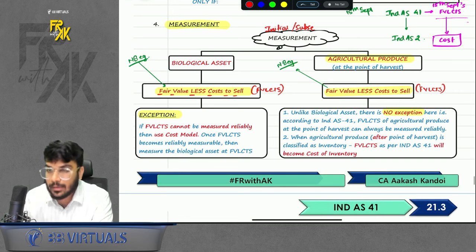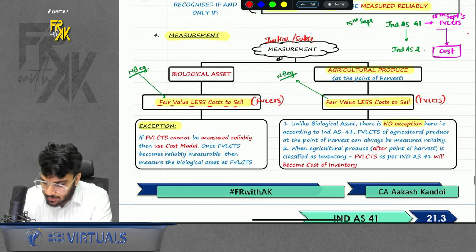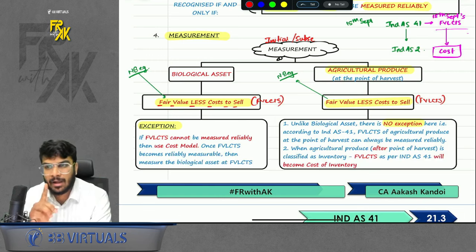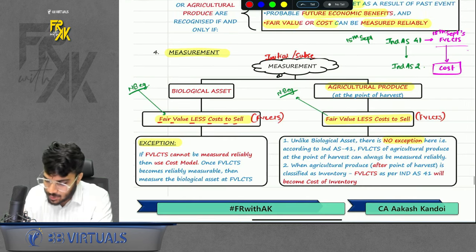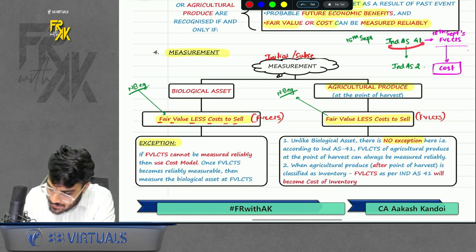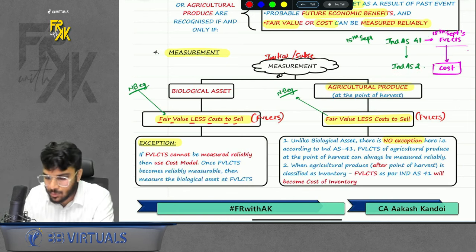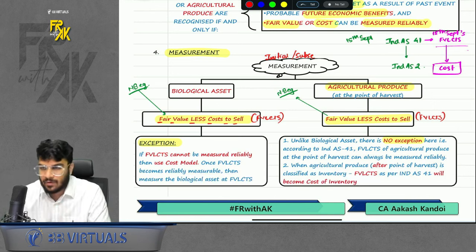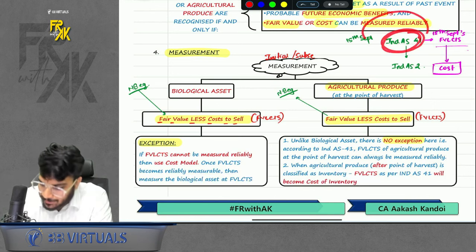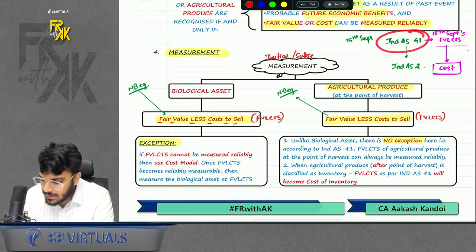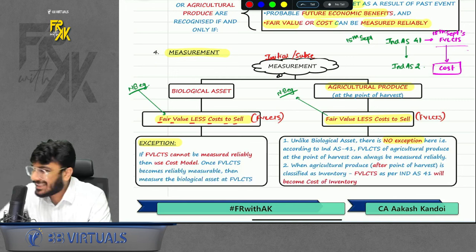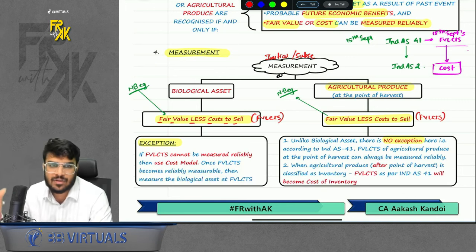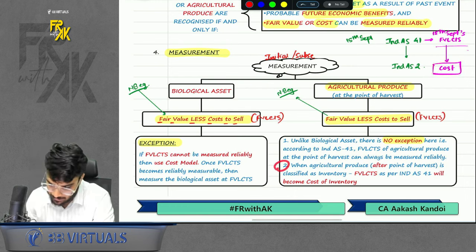Okay, sir. Acha, one more thing. Agriculture produce at the point of harvest is covered under Ind AS 41, and after the point of harvest it is covered under Ind AS 2. So as soon as your agriculture produce goes from Ind AS 41 to Ind AS 2, let's say for example on 15 September, at what value will this get transferred? In Ind AS 41 we keep it at FVLCTS. So whatever is the 15 September FVLCTS under Ind AS 41 will become the cost for Ind AS 2. So do remember that. It is given in the second point here.